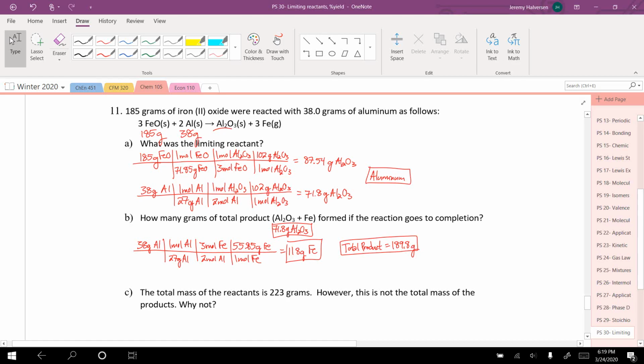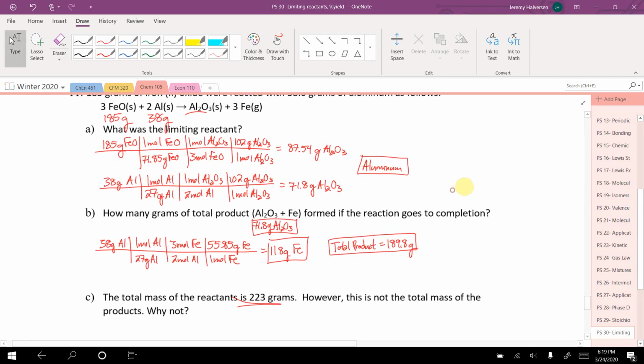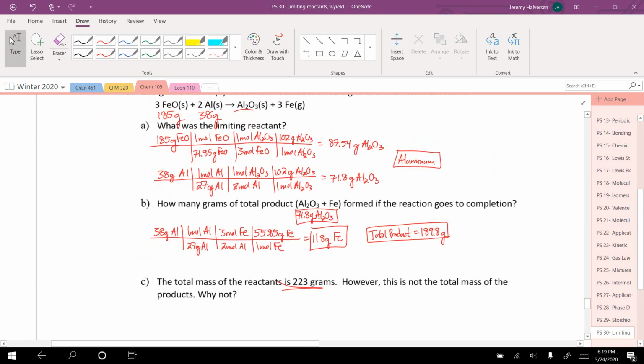when I run a reaction, whatever amount of stuff I start with, I'm going to end with that same mass of stuff. So why is it that the products weigh 189.8 grams, whereas the reactants weighed 223? It's almost as if mass was lost. Well, that's not the case. Because the law of conservation of mass says what I start with is the same as what I end with. It doesn't say that all the reactants I start with is the same as all the products I end with.